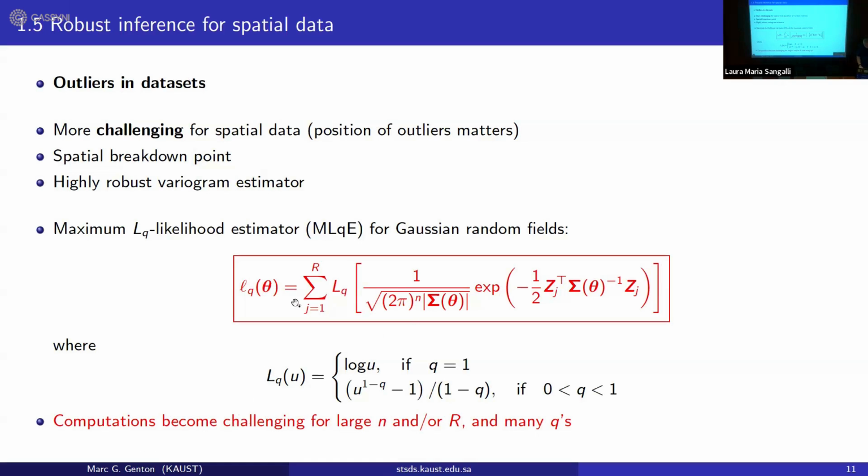Here I'm assuming that I have some replicates, capital R of them, so that's why I have this sum. Now I have a function Lq of that Gaussian density we saw before, and Lq depends on this parameter q. It's just the log if q equals 1, so it's the usual likelihood in that case. But if q is between 0 and 1, it takes this form, and one can show that the effect of that transformation on the density will downweight the effect of outliers in the data, and so bring some robustness. Now you can see that in this setting it is even more computationally challenging because you have the n-dimensional density, you have R replicates, and if you want to tune this parameter q, then possibly you have to evaluate this function for many values of q.